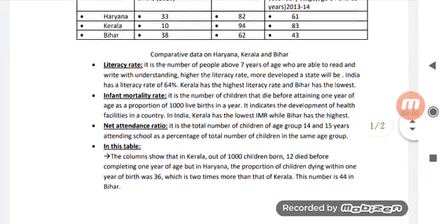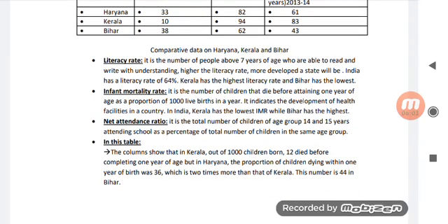The next we have here is net attendance ratio. Net attendance ratio is the total number of children of age group 14 and 15 years attending school as a percentage of total number of children in the same age group.